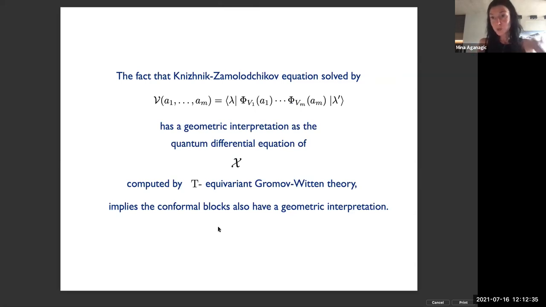These extra parameters are what the theory naturally has if you're studying knot invariants on R2 times S1. They're associated with holonomies around the S1. The fact that the KZ equation solved by conformal blocks has a geometric interpretation as the quantum differential equation of X implies that conformal blocks themselves have a geometric interpretation.